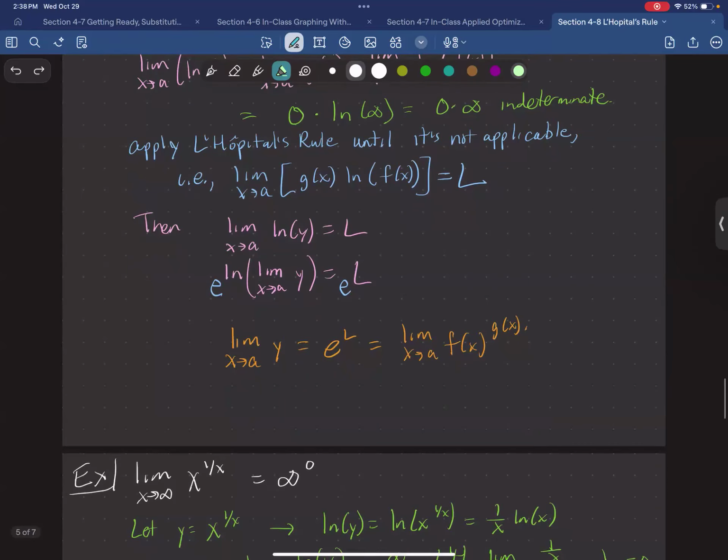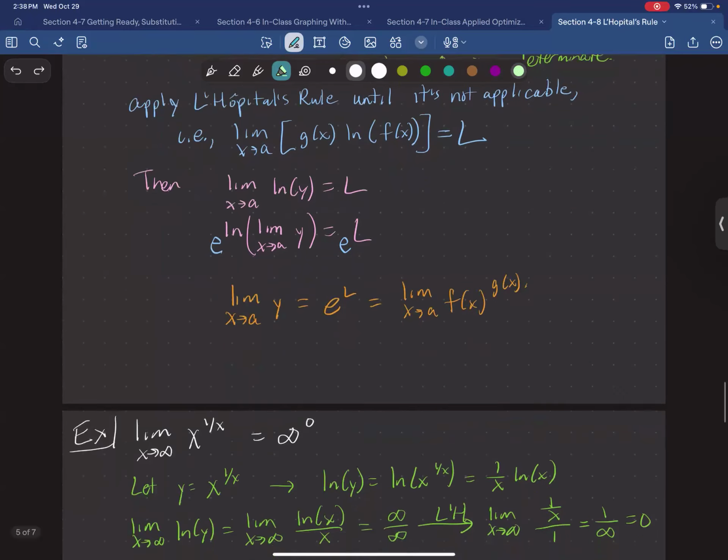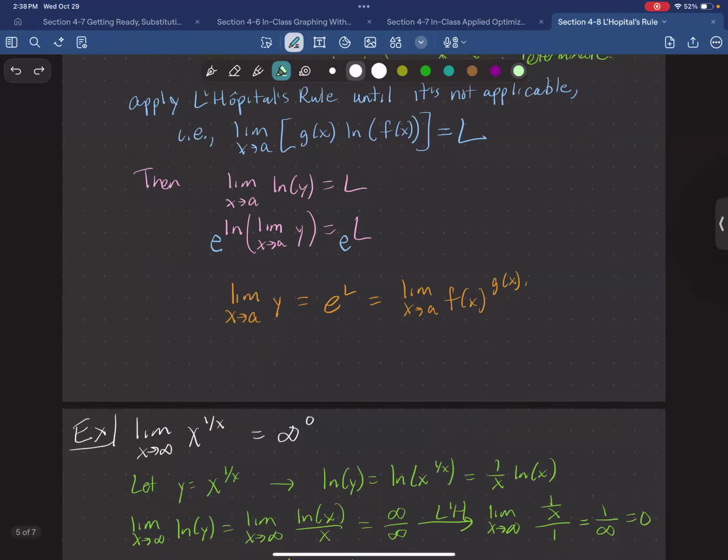So I'm going to say y equals x to the 1 over x. I'm going to take the natural log of both sides so that I can bring that 1 over x down. So I got natural log of y equals 1 over x times natural log of x. And we're going to do the limit. I rewrote 1 over x times ln of x as one fraction, putting x on the bottom.